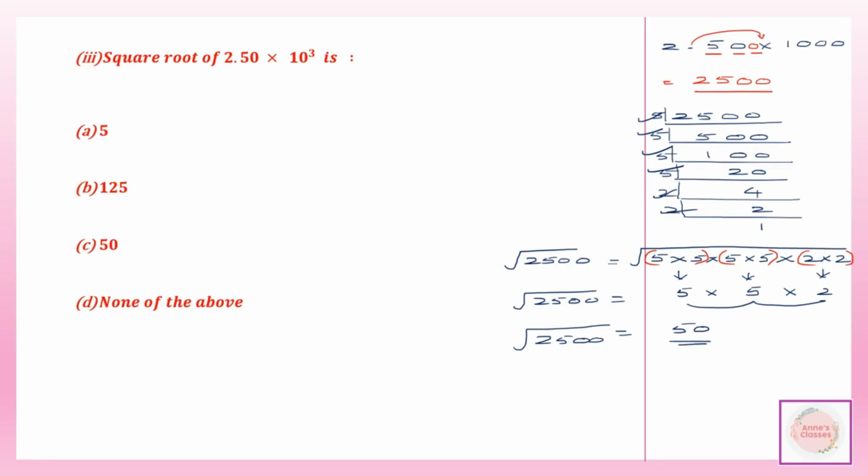Now let's look at our options here. In our options we have 5, 125, 50 here. So 50 is our answer. So option C is the correct answer.